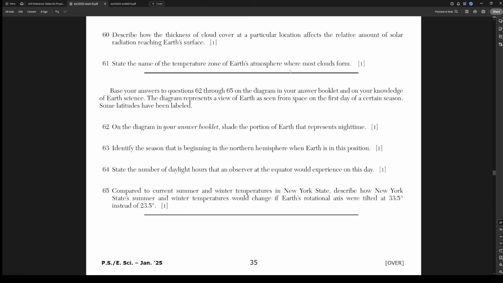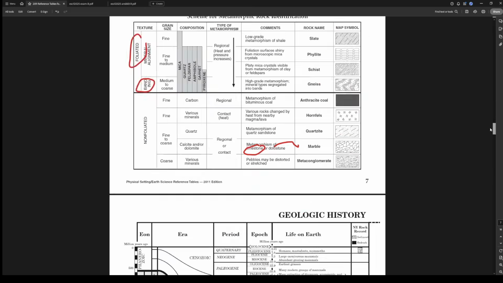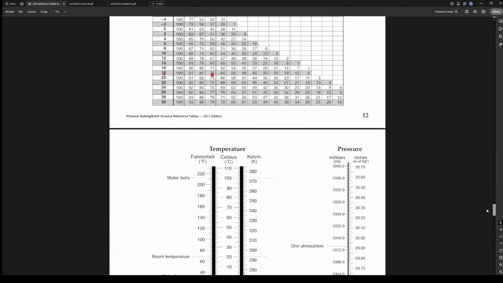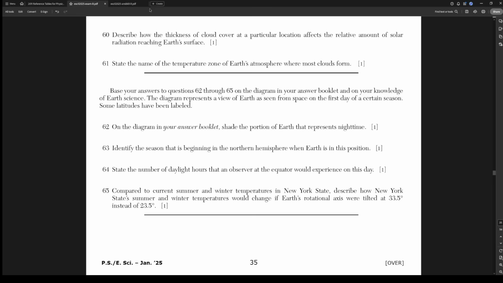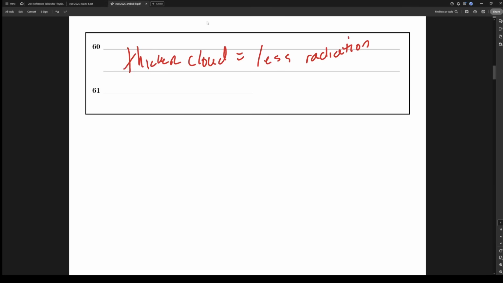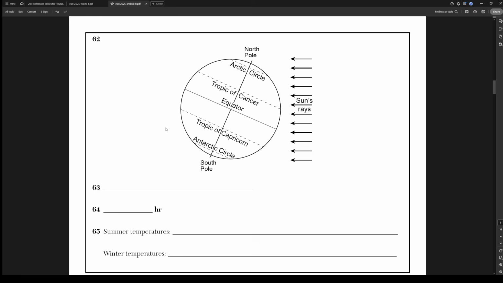State the name of the temperature zone where most clouds form. So that's going to be, if you don't have it memorized, if you go here, the water vapor content makes all the weather in the clouds, and that's mostly in the troposphere, which is the bottommost layer. So that's going to be troposphere. So far, easy peasy. Keep going.